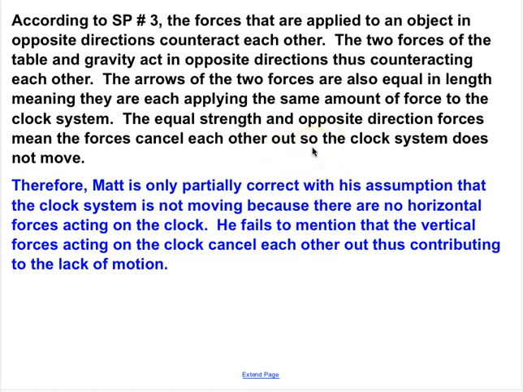So this is why Matt is only partially correct with his assumption that the clock is not moving because there's no horizontal forces. Because we know that there are vertical forces. He fails to mention that the vertical forces act on the clock and cancel each other out, thus contributing to the lack of motion. So what Matt should have been thinking is, oh, that clock's not moving because there's no horizontal forces acting on it, and the vertical forces that are acting on it, they're equal and opposite, thus they cancel each other out, there's no motion. So as always, if you have any questions about CERs, make sure you ask.